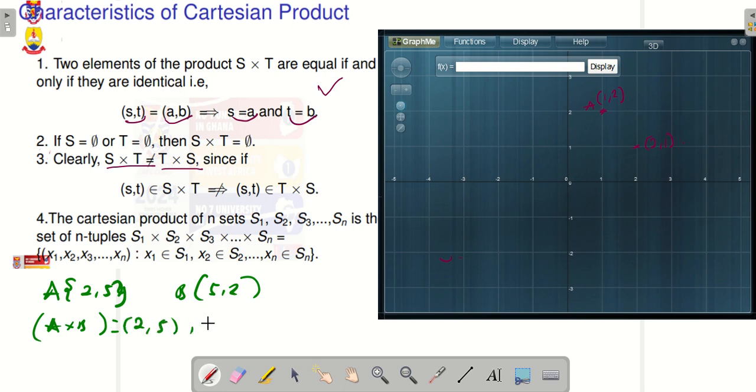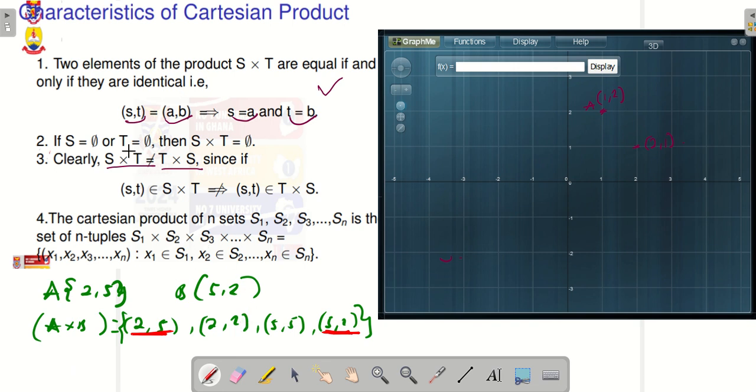We will have 2, 2. We will have 5, 5, and we will also have 5, 2. So these are the combinations. Now you realize that in this Cartesian product we have 2, 5 here, and we have 5, 2 here. This 2, 5 is not the same as 5, 2.